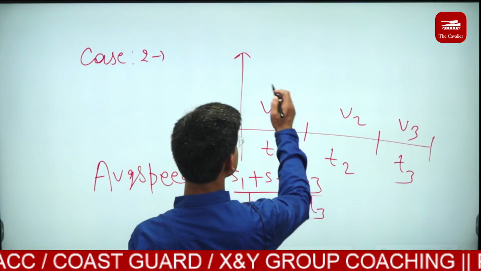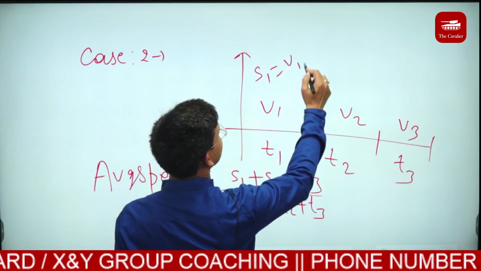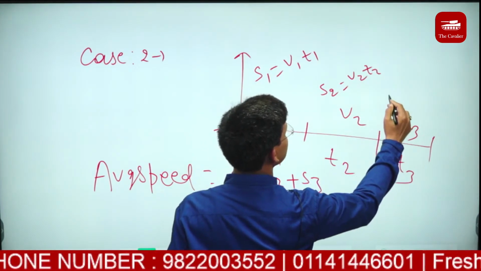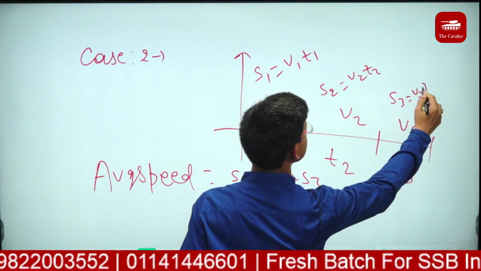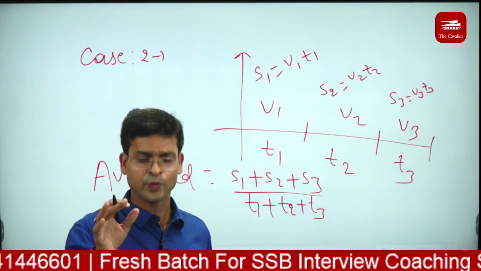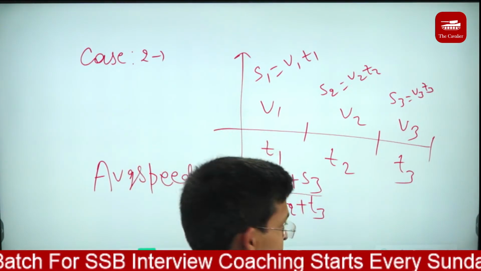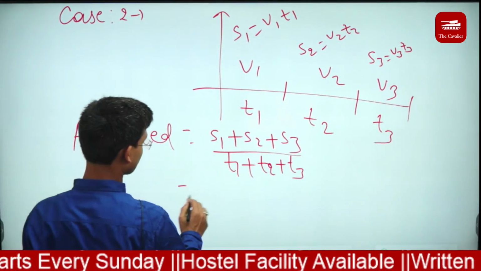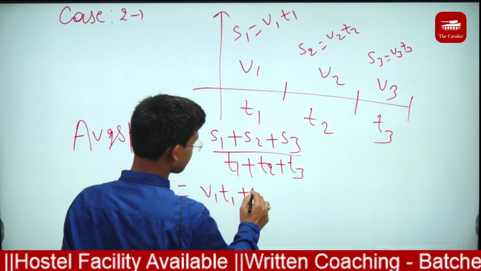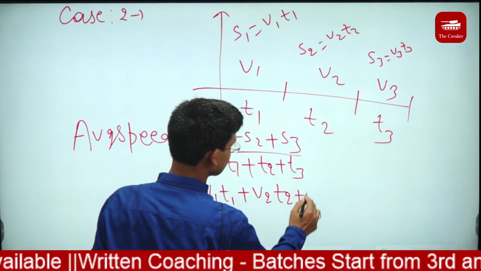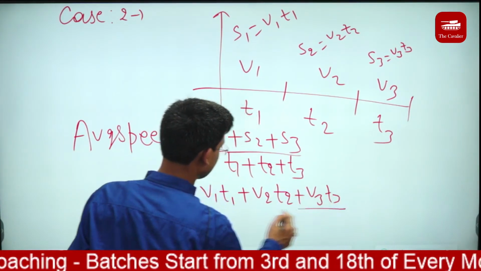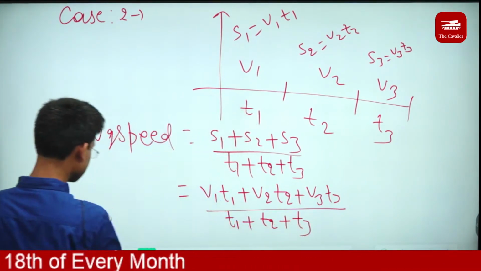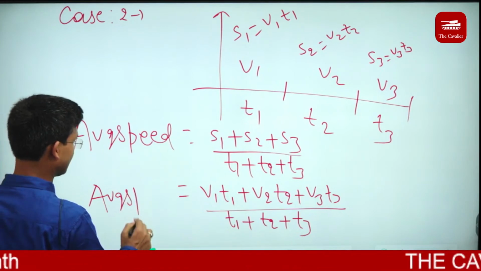Now in every case, we have to find s1 is v1 t1, s2 is v2 t2, and s3 will be v3 t3. In this case you have to find the distance, then you can find the average speed, and the final formula is v1 t1 plus v2 t2 plus v3 t3 upon t1 plus t2 plus t3. This is the formula to find the average speed.